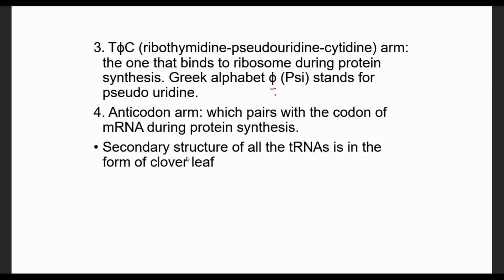The fourth arm is the anticodon arm. This one reads the information in the messenger RNA, then transfers amino acid accordingly. For example, this is our messenger RNA. It contains nucleotides: adenine, thymine, guanine, cytosine. They are found on this messenger RNA. This will be read or bound by this anticodon.